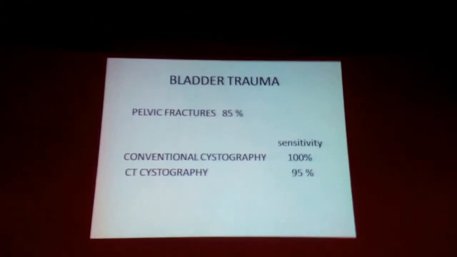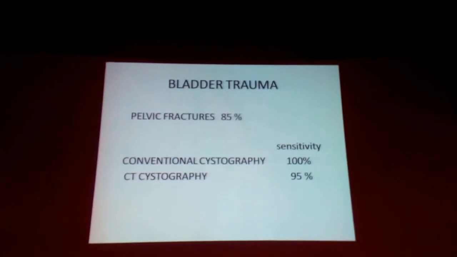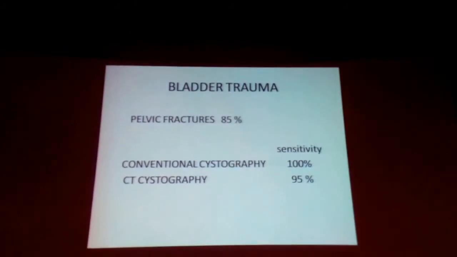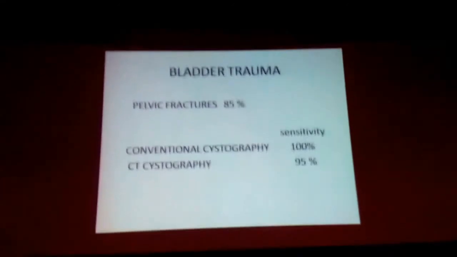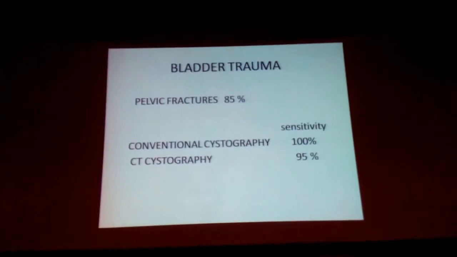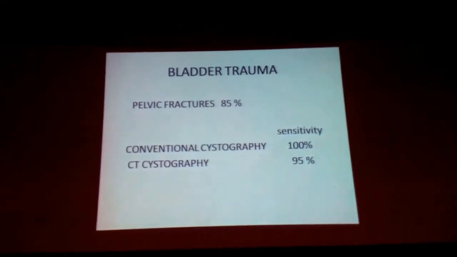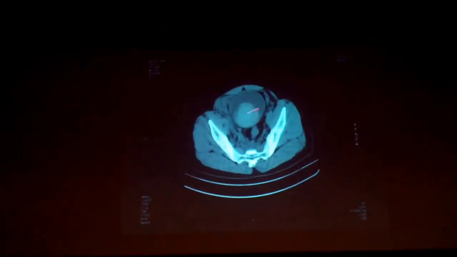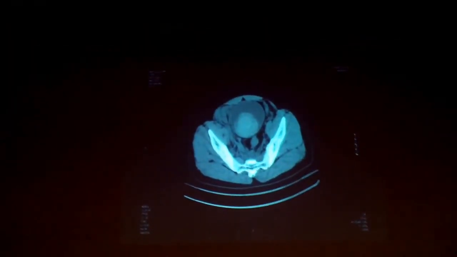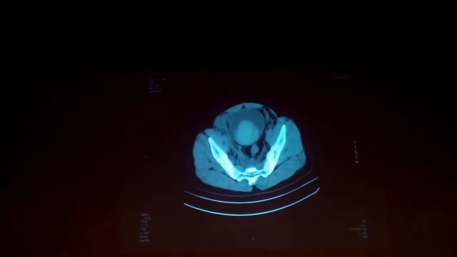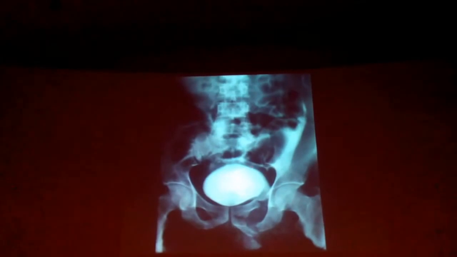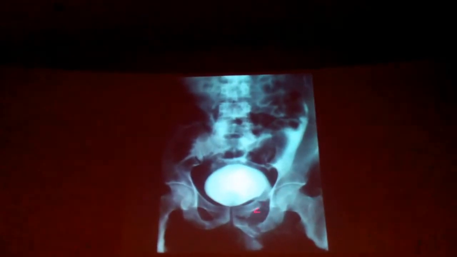Most of them, 85% of the bladder injuries, are associated with pelvic fractures. Conventional cystography, which I do after IVP, is very sensitive, equal to the sensitivity of CT cystography. Simple case: you are seeing a lot of hematoma in the pelvis, pelvic injury, only clot in the bladder. Conventional cystography showing a large bladder there, fractures in the pelvic bones here.